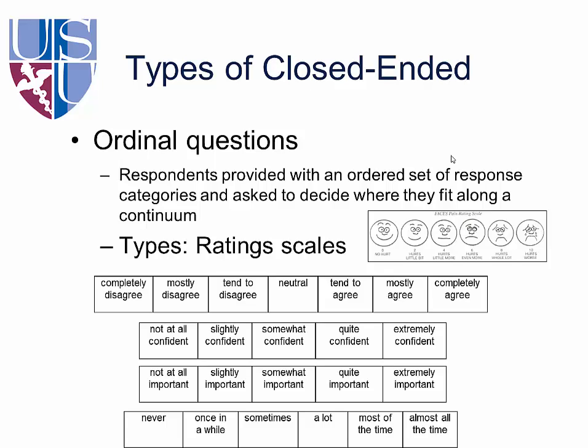Other types of close-ended, you have ordinal questions. So the respondents are provided with an ordered set of responses. And you've got rating scales. So the main type is a rating scale. So agreement response scales, confidence, construct-specific scales, also frequency response scales down here, the never to almost all the time.